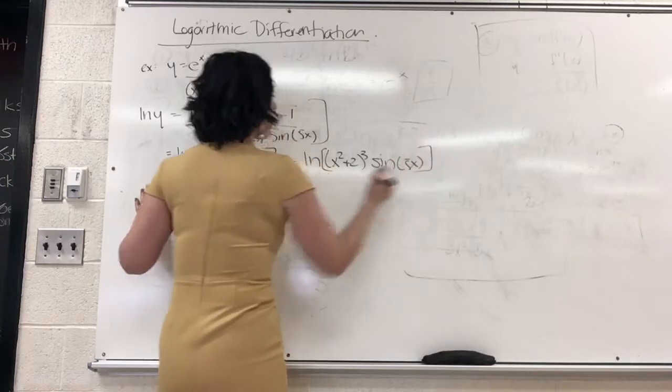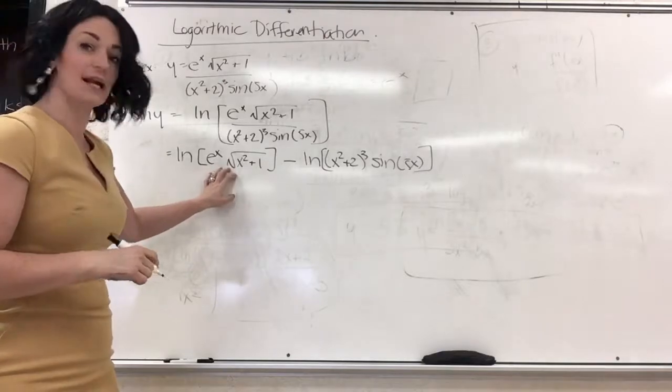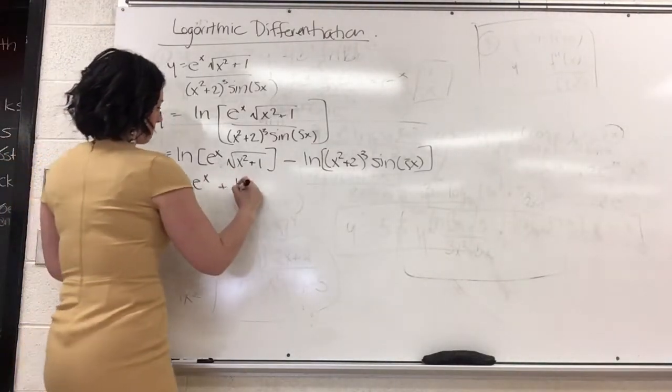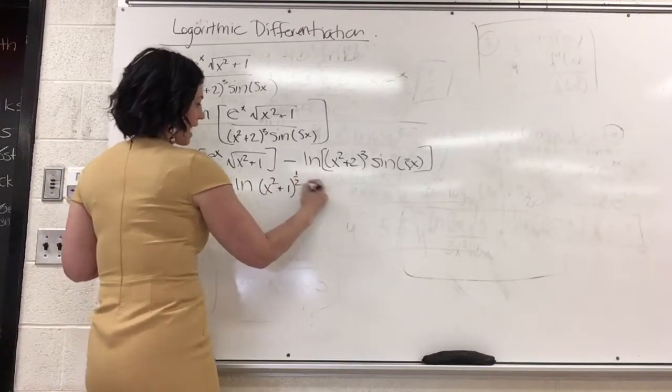Then there's another law of logs that tells me if I have two things multiplied together, I can write it as an addition. So let's use that law of logs. Instead of writing this as a square root, I'm just going to write it as a power of a half.